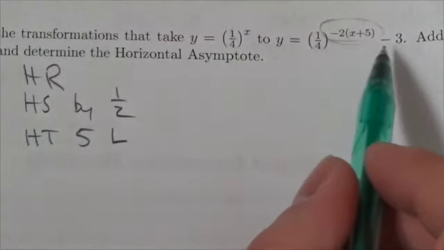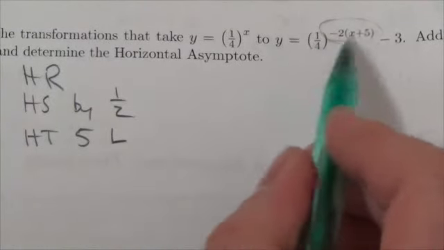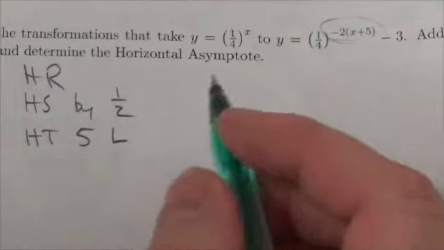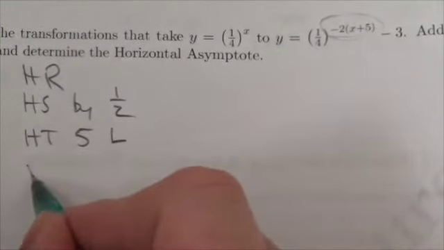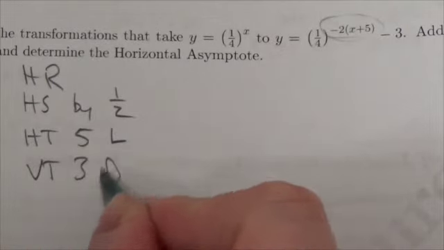And then I've got this -3 out on the outside after we've applied the exponent. Because that's after the functional part of this thing, that's a vertical transformation. That's a vertical translation of 3 down.